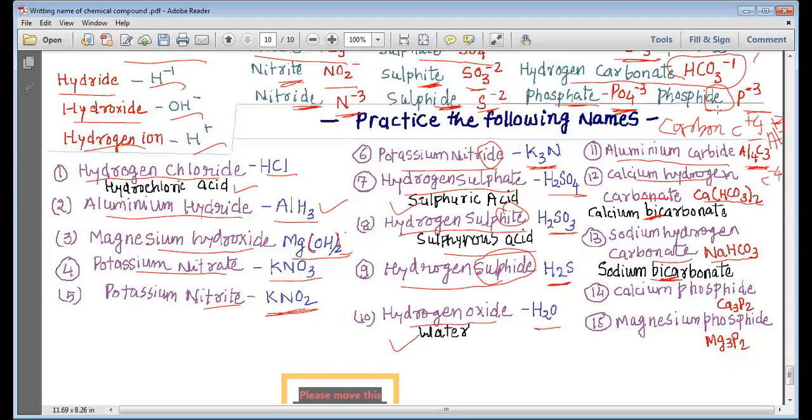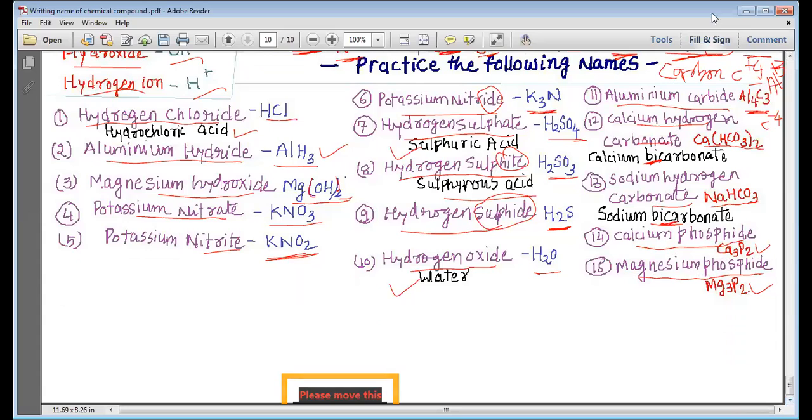Now, my dear students, phosphide. You can write calcium phosphide as Ca3P2 and magnesium phosphide as Mg3P2. So my dear students, this is how we can understand the various formulas that we should study and practice. Now I am going to show you a few more examples so that we can understand it well.